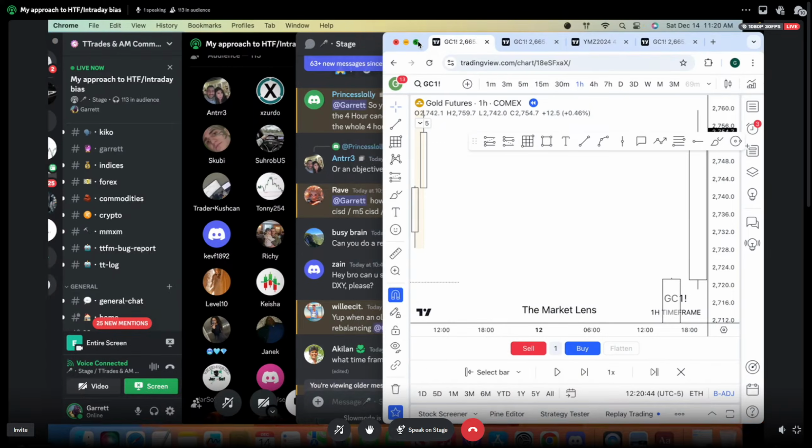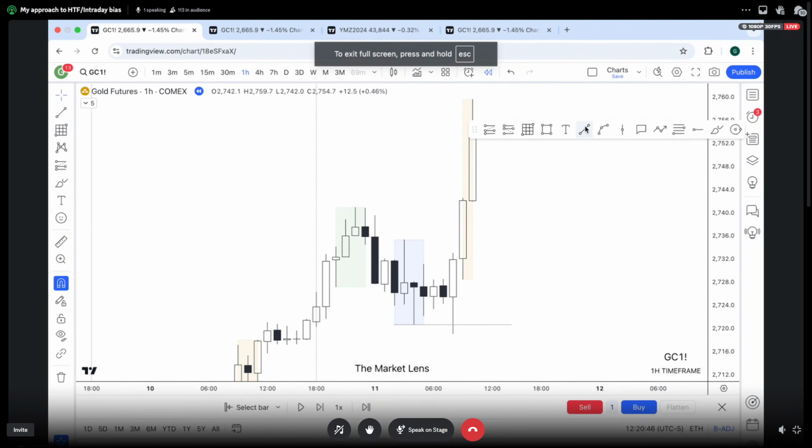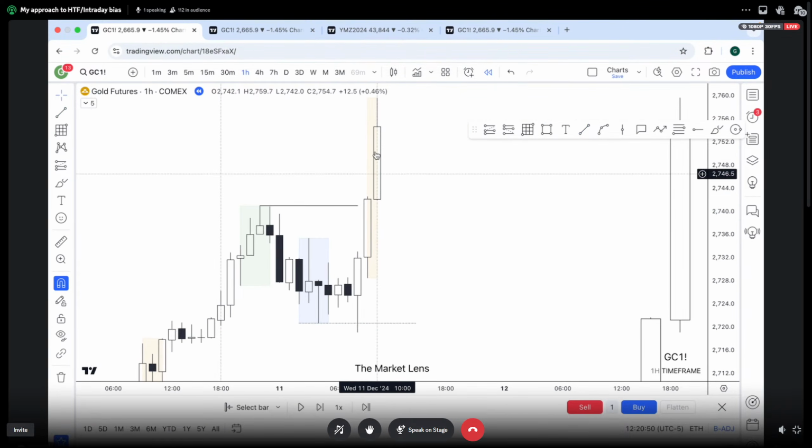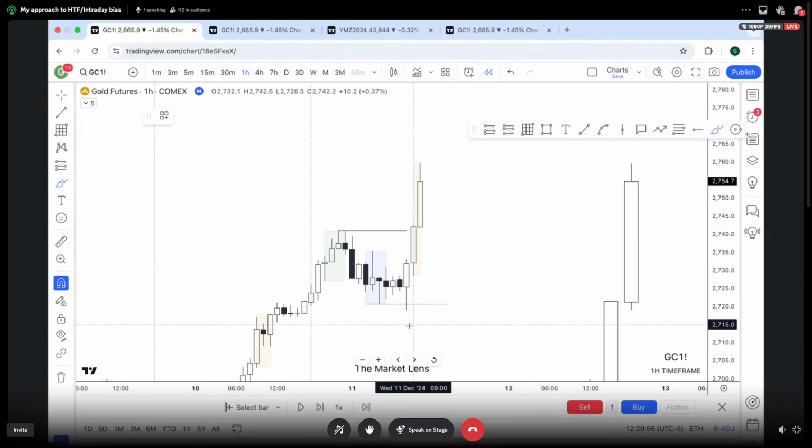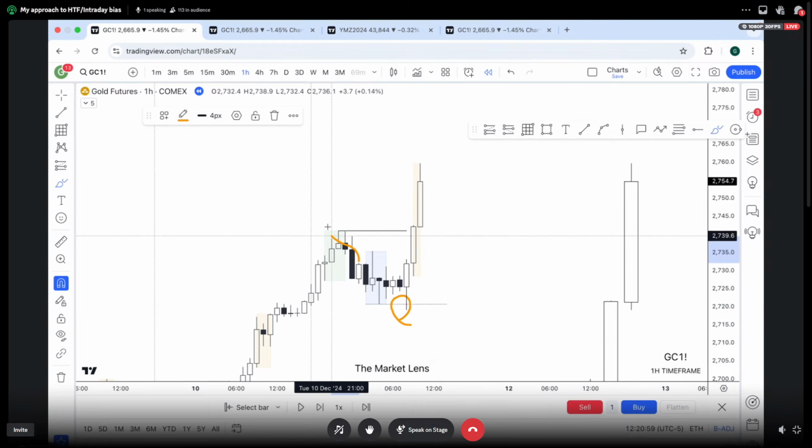But like I said, once this gets taken out, bro, I'm not looking to trade. I'm not looking to catch entries anymore. I'm looking to manage. I'm looking to get in here between this low reversal point to this high.